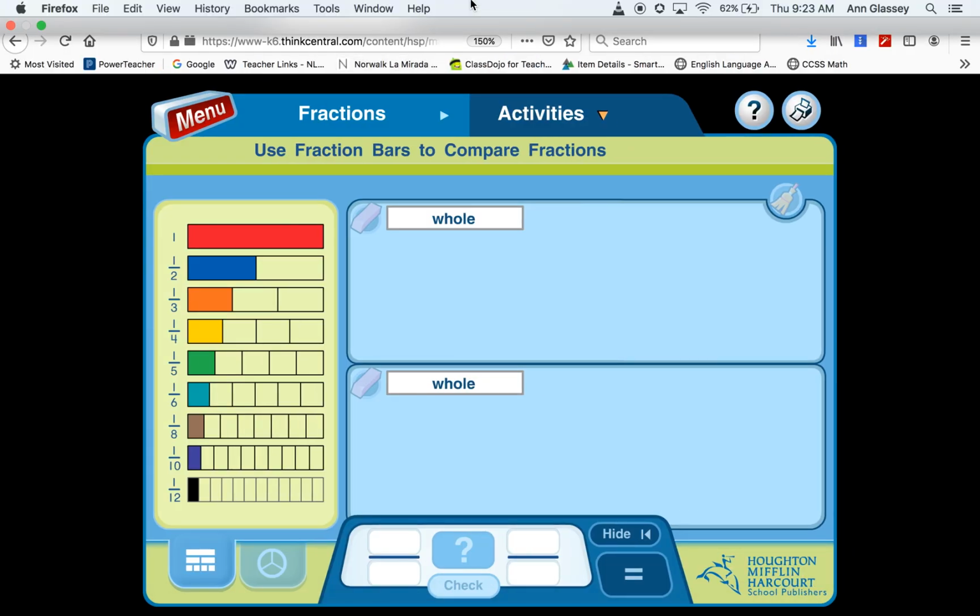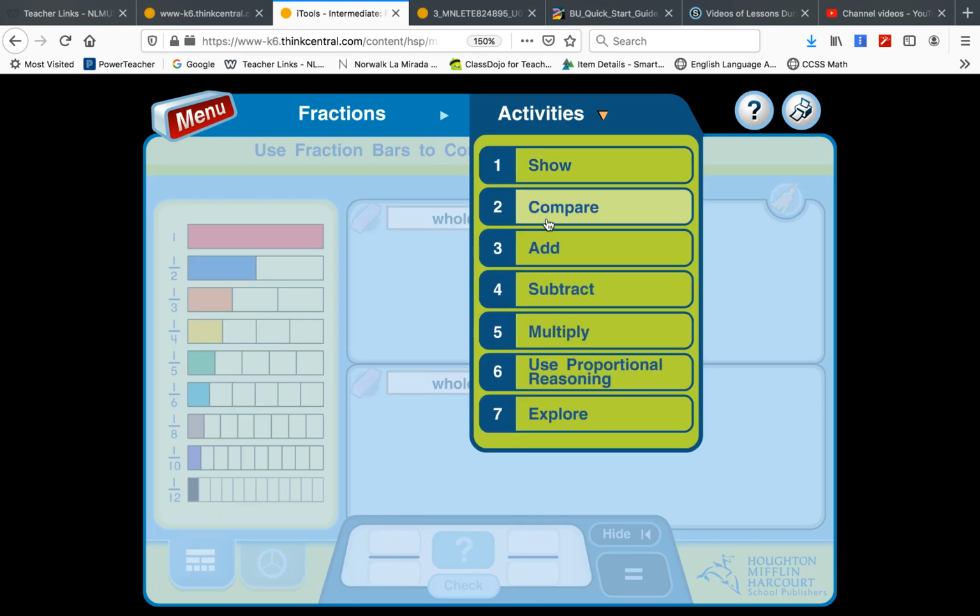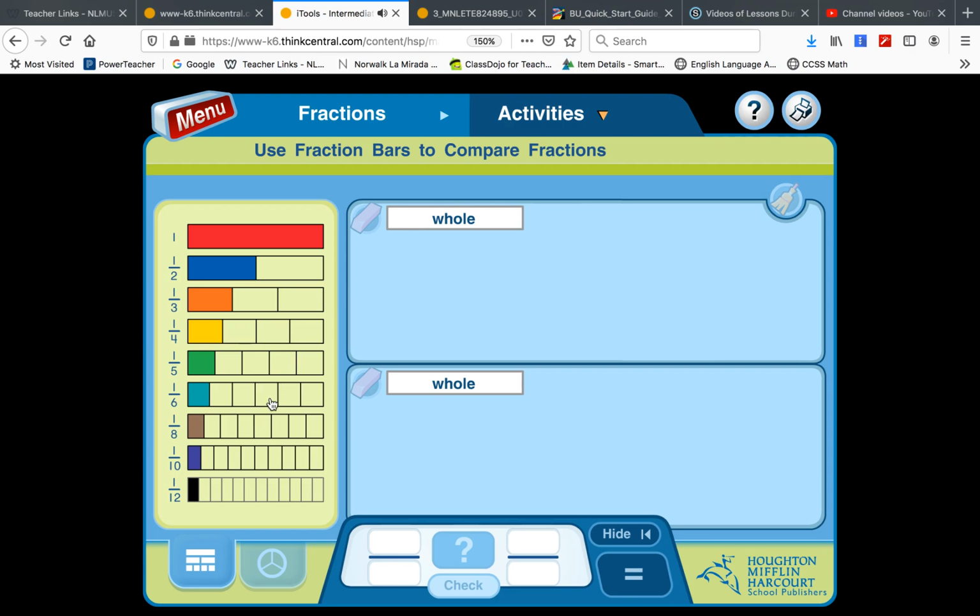This is a tutorial on comparing fractions. You can go to Think Central, My Library, iTools, Fractions, and then choose Compare from the activities if you want to.